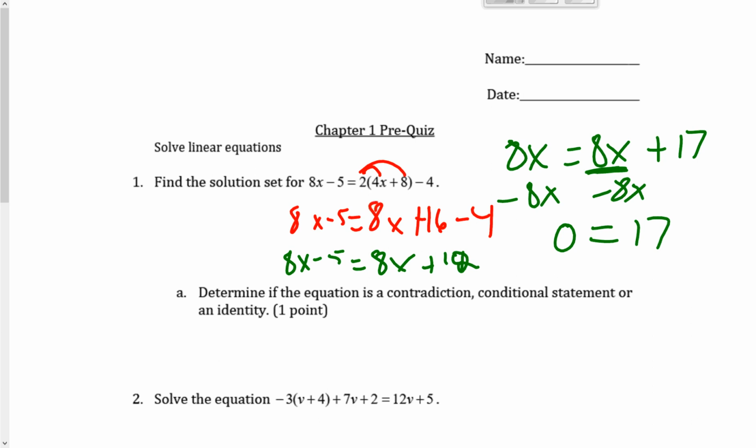So 0 equals 17, that's not a true statement because I'm looking for a solution set. A solution set is just what are the numbers that x can be that make the statement true. Well, here 0 equals 17, that's a contradiction. So I'm not going to have any numbers for x. So there are going to be no solutions for it. So it's a contradiction because that's not a true statement.